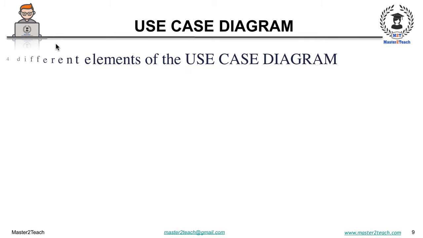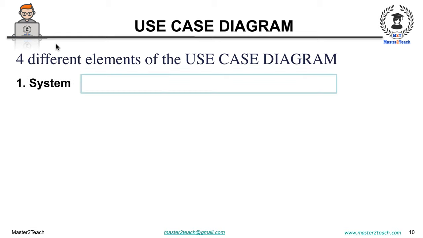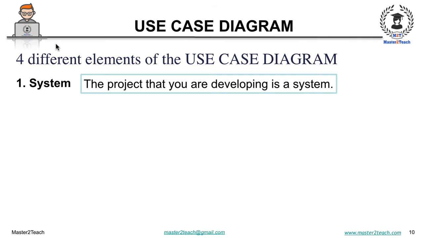There are four different elements of the use case diagram. They are number 1 system, number 2 actor, number 3 use cases, whereas number 4 relationship. Let's go one by one. Number 1 system. The project that you are developing is a system.